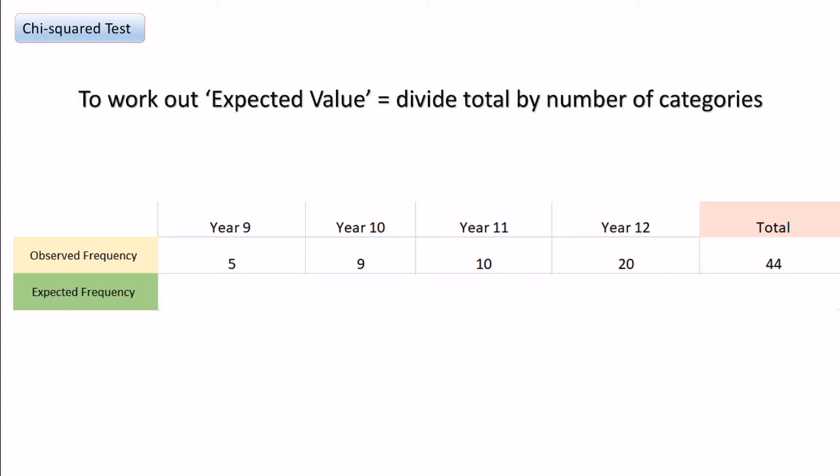So I need to now work out the expected value. I do this by dividing that total at the end by the number of categories. I've got 4 categories because I've got 4 different year groups, and I've got 44. So I divide 44 by 4 and I get 11. And so what I would do is I put it into my table like this.